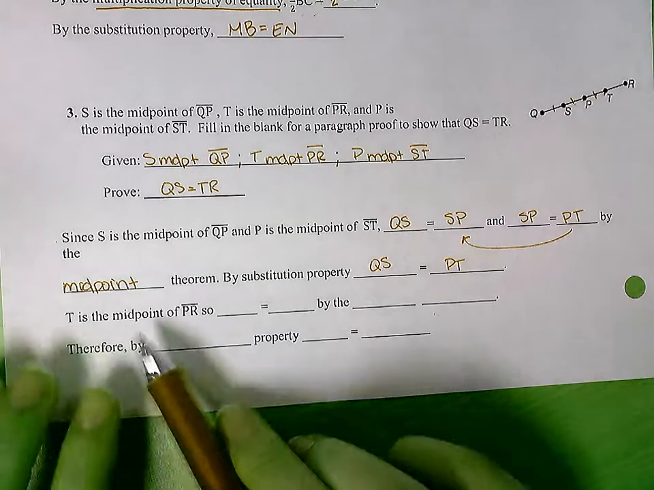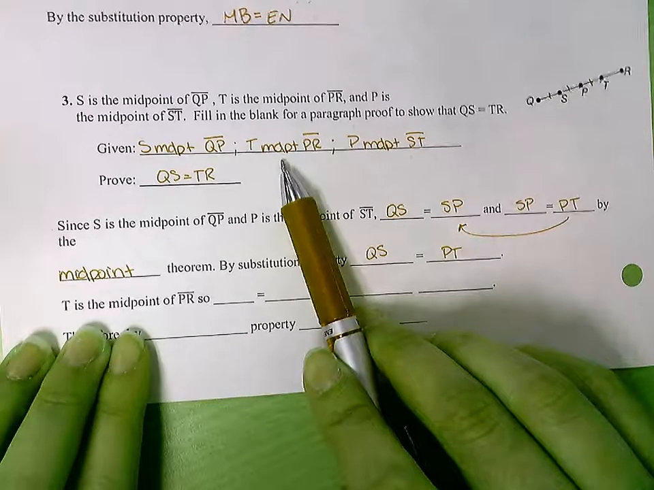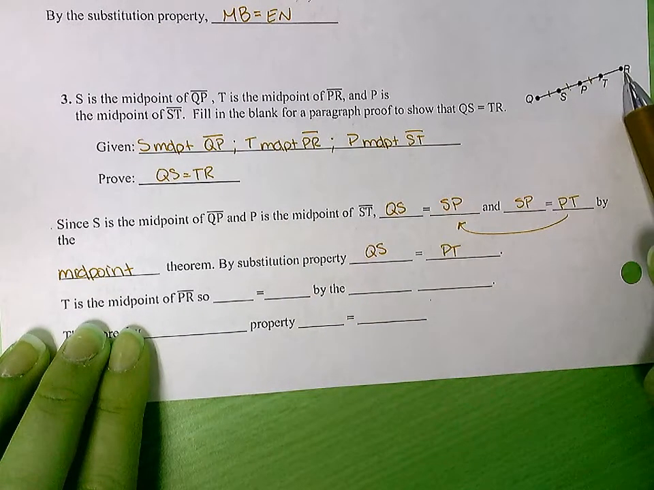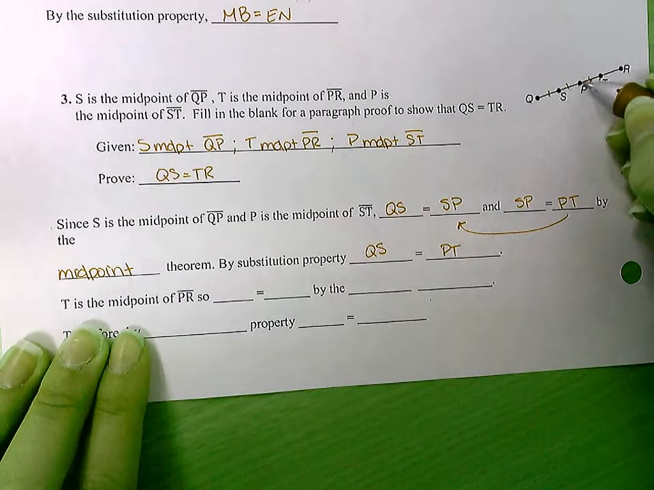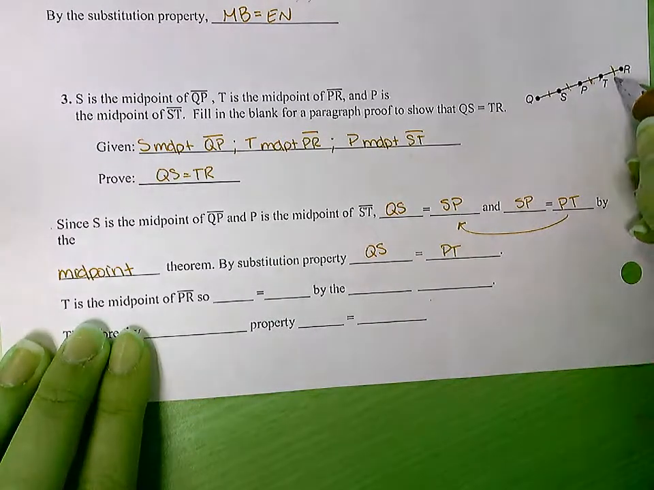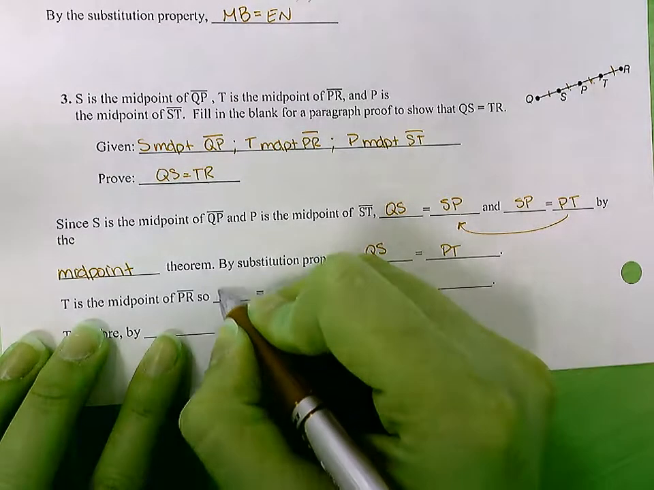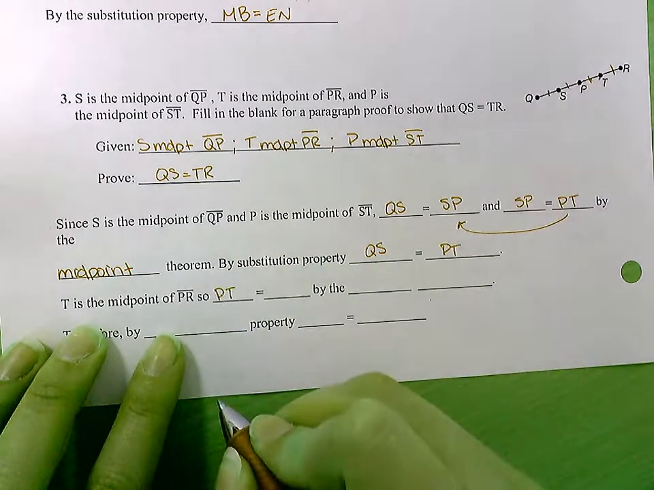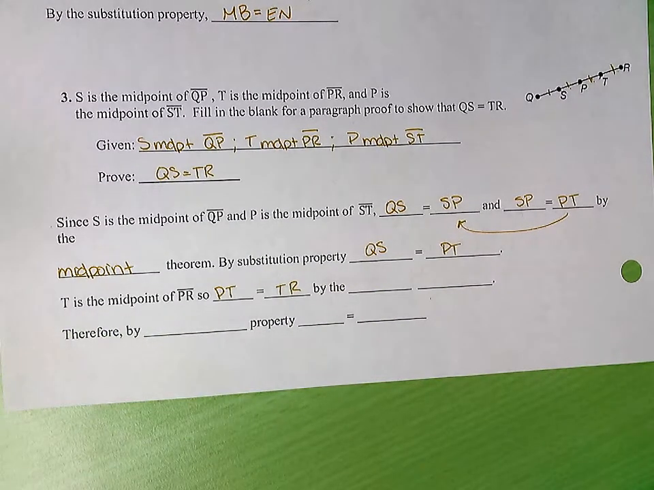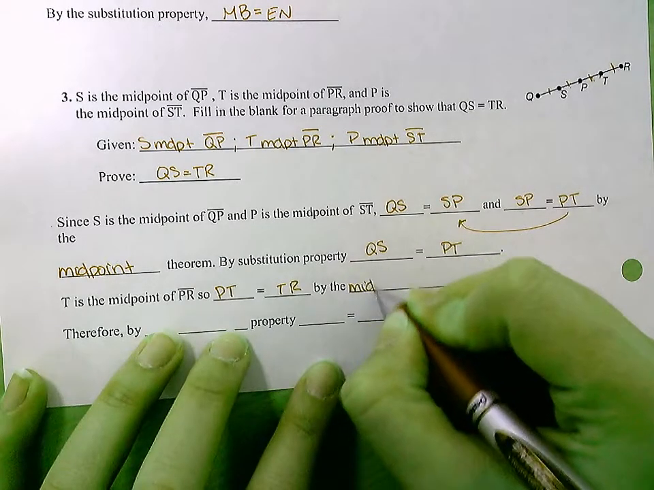Now I still have one piece of my given that I haven't used yet. I have T is the midpoint of PR. Since T is that midpoint, that segment there is split into two equal pieces. So I can write out those segments. So we have PT equal to TR. Again I used that midpoint, two segments equal, so that would be by the midpoint theorem.